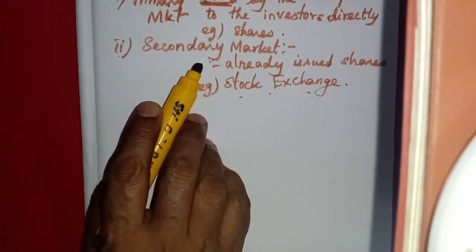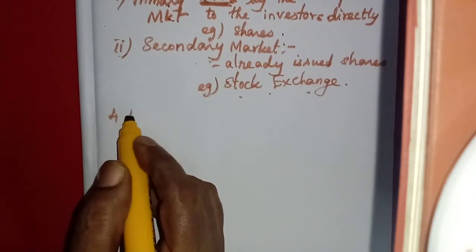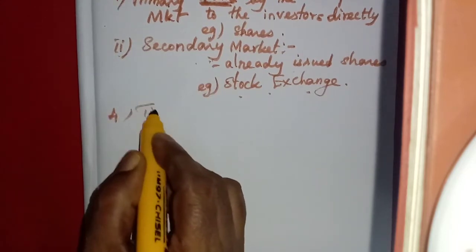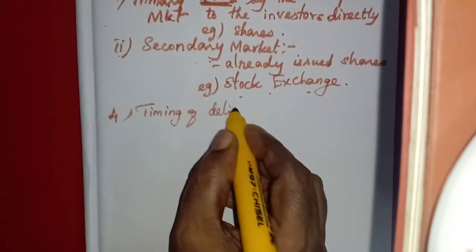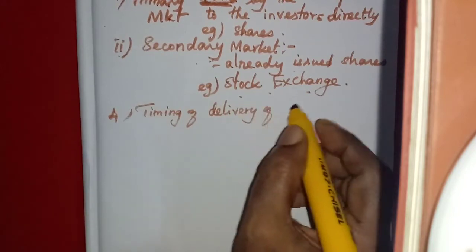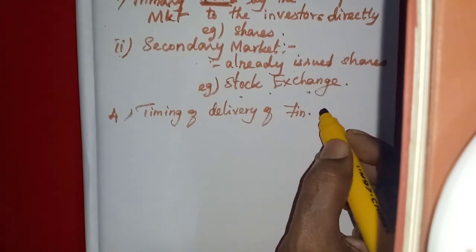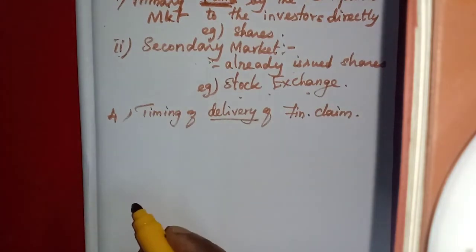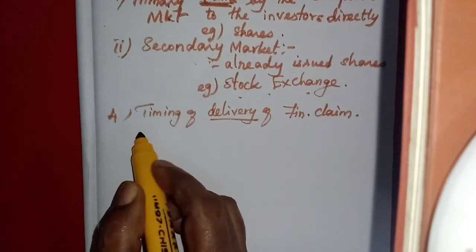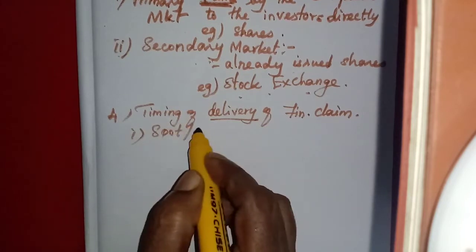Then next type, on the basis of timing of delivery of the financial claim. On the basis of the timing of delivery. Delivery of what? The financial claim. Financial claim here means financial instruments. Okay. What time we will deliver? Okay. Here, at the time of purchasing and selling, that first one is called, we can say the kind first. Okay, the spot market or cash market.